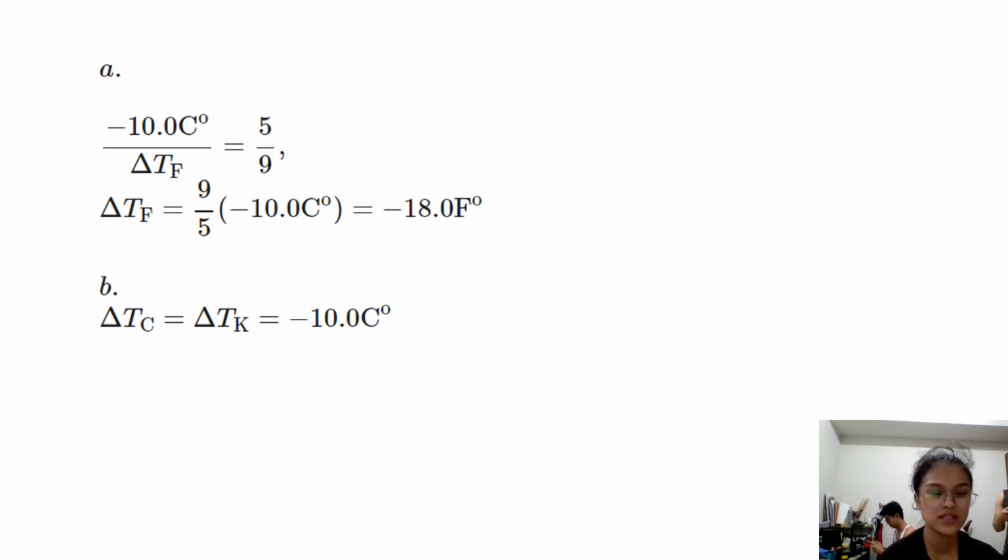So for B, since the temperature in Celsius is equal to the temperature in Kelvin, we will be getting negative 10.0 degrees Celsius.